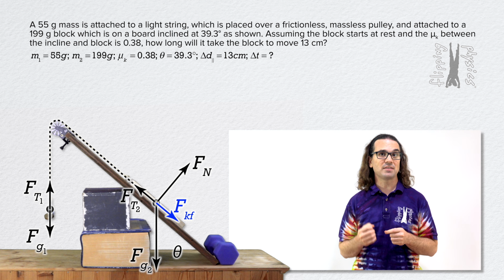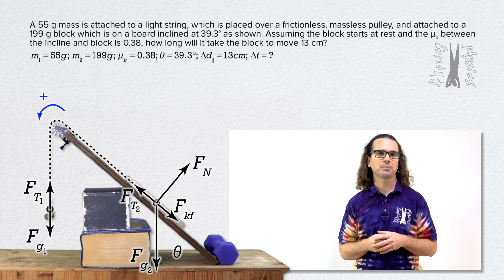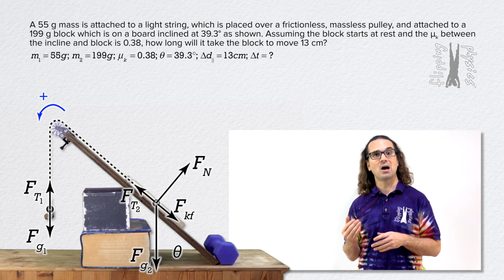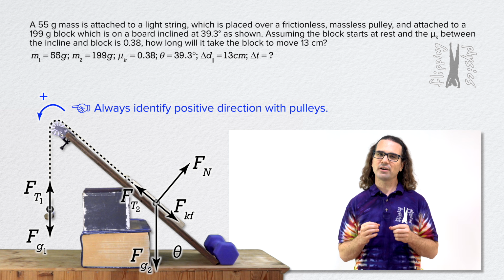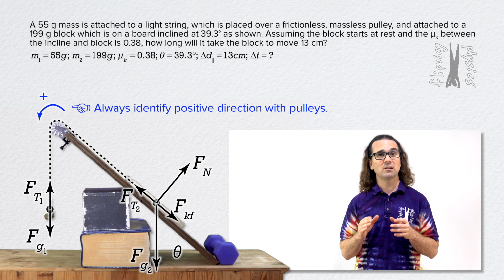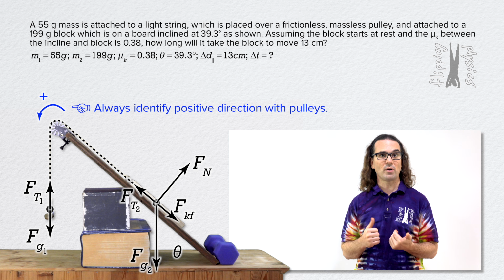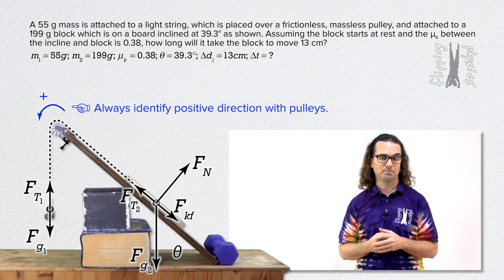Now that we have identified the direction we think the objects are going to move, let's add that as a positive direction to our drawing. The pulley changes the direction of positive motion from up the incline to down at mass 1. This is a very important step, and you have to be clear to both yourself and the grader which direction you have identified as positive. That is what the positive direction arrow on the drawing is for.